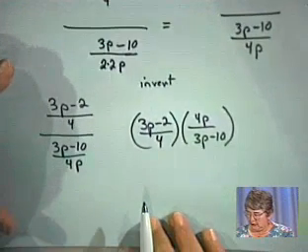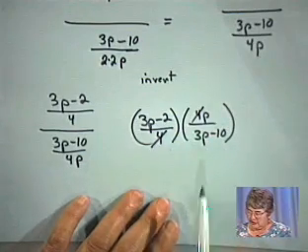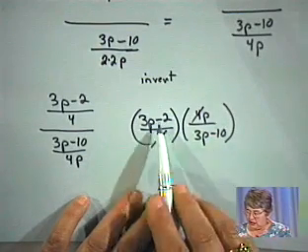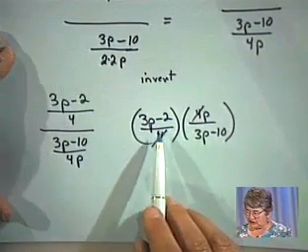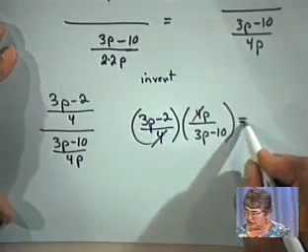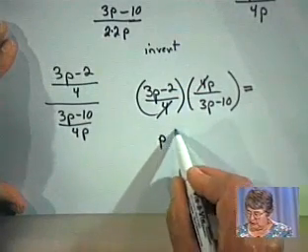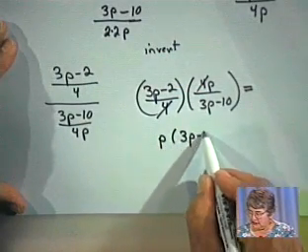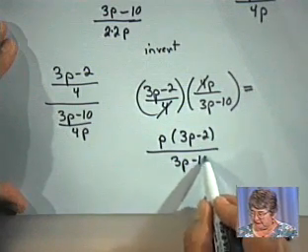Okay, now we can cancel the 4s, because all of the other factors are within the parentheses, and so we can't do anything with those. So finally, for this particular problem, the answer is going to be p times the quantity 3p minus 2, divided by 3p minus 10.